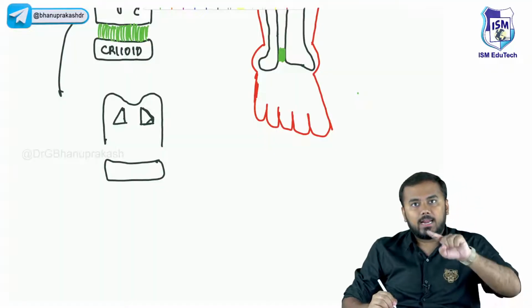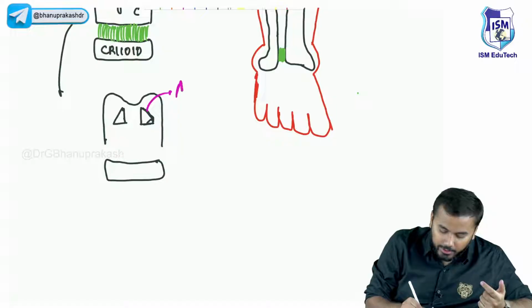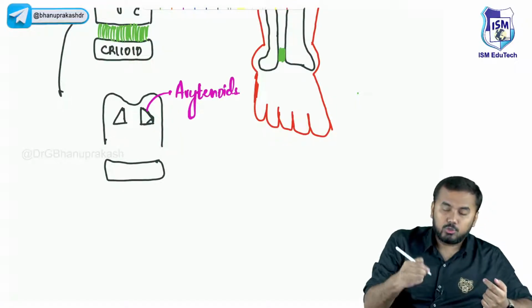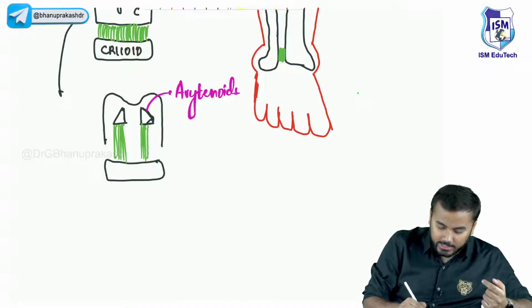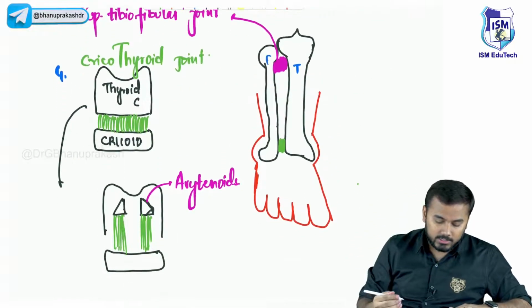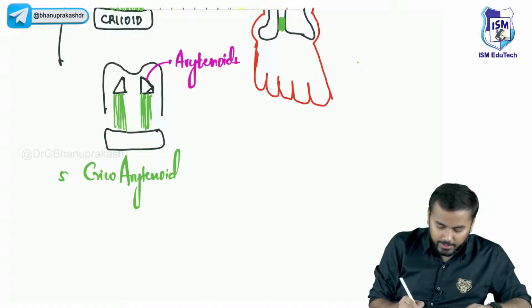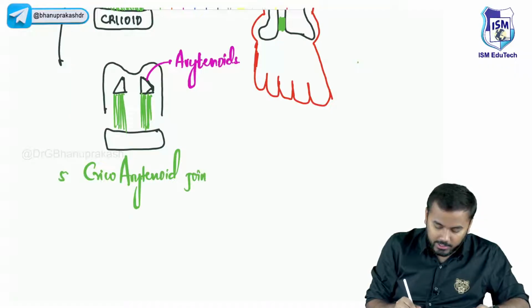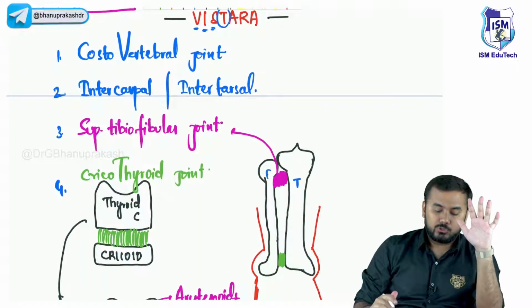These cartilages are triangular shaped, and they are called arytenoids. What are these called? Arytenoids. Okay, if I draw a joint between the arytenoids and the cricoid like this, what should you call it? The cricoarytenoid joint. What is the fifth type of joint? Cricoarytenoid joint.